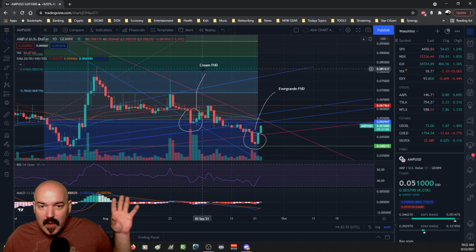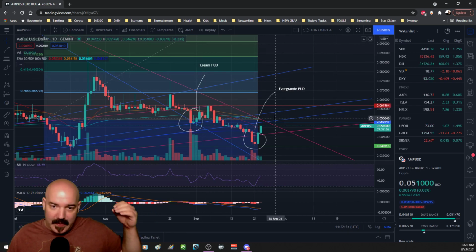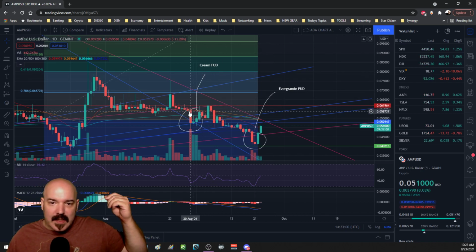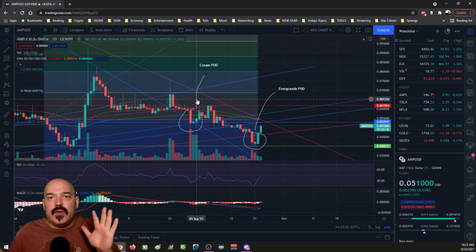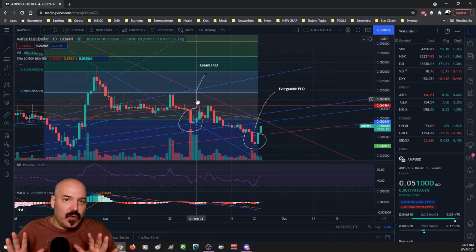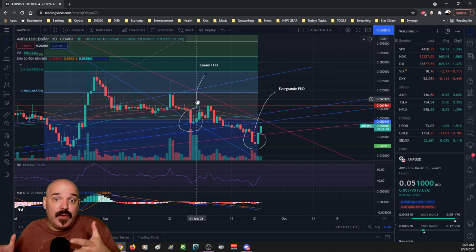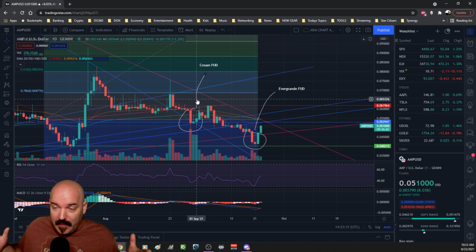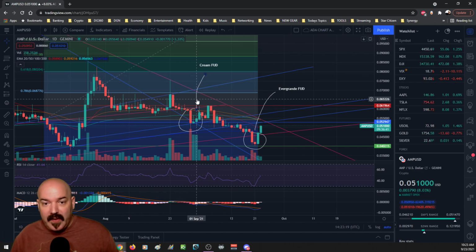Now we had two other instances happen here where action has dropped, and you can see this Cream FUD. This was news where AMP got hacked, but it didn't. AMP did not get hacked. It was not a bad story for AMP. AMP just happened to get hacked off of a platform called Cream. It was no fault of AMP's. It was the fault of the platform itself, and it sold.